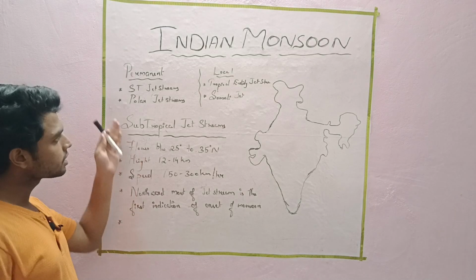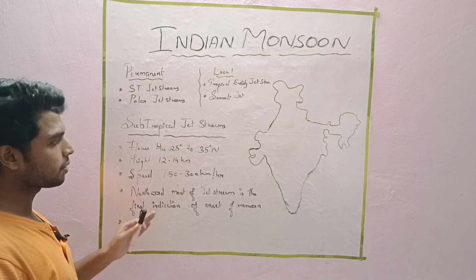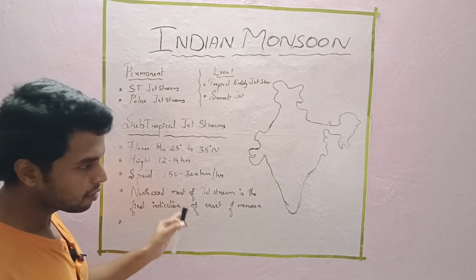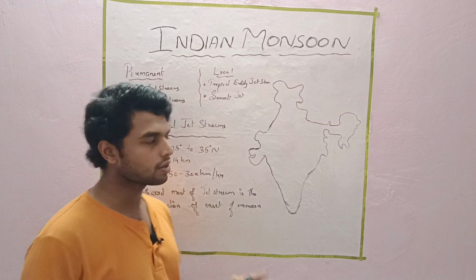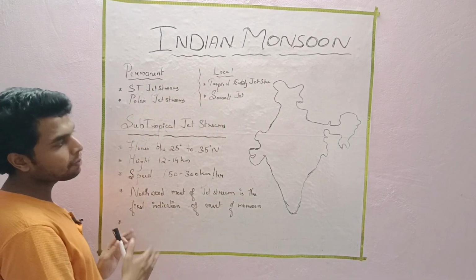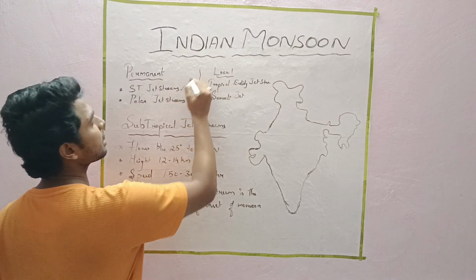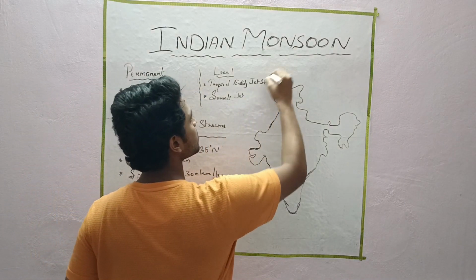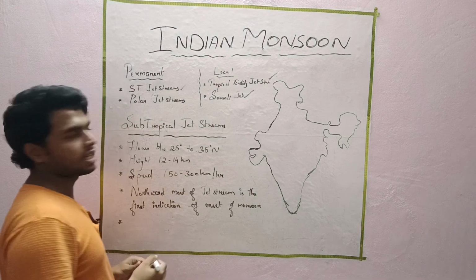So here, subtropical jet stream. The subtropical jet stream is the jet stream which is affecting the Indian monsoon. So that's why we are going to look at the subtropical jet streams, and then we will look at the polar jet streams and Somali jet.